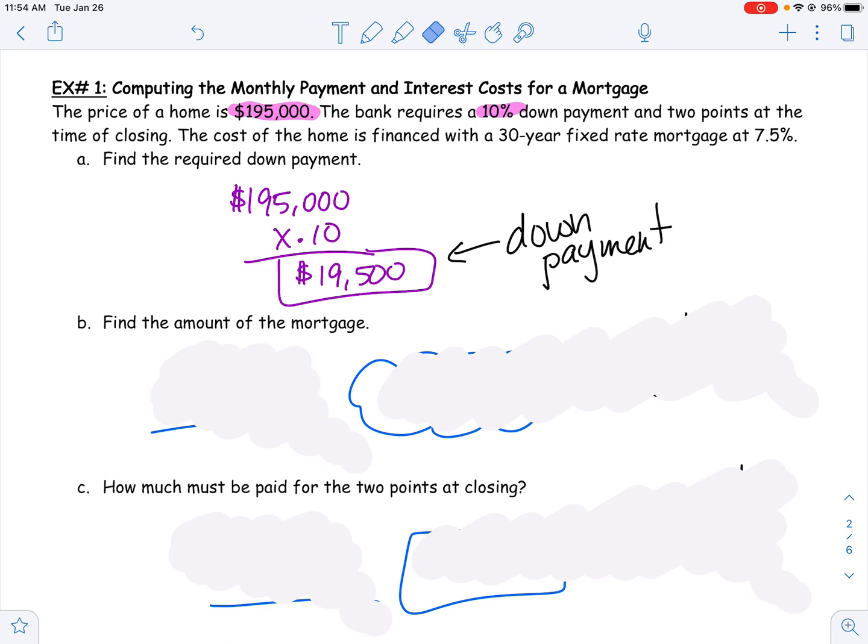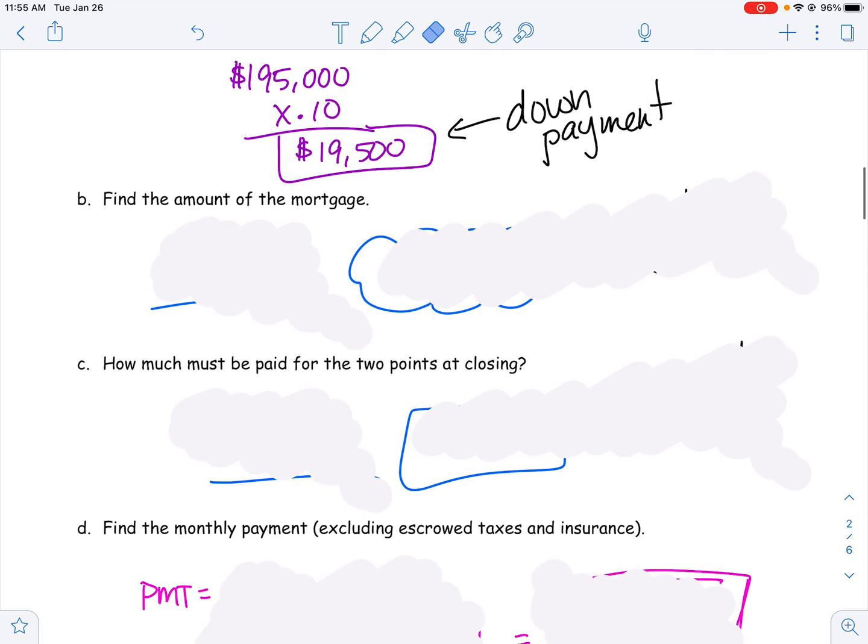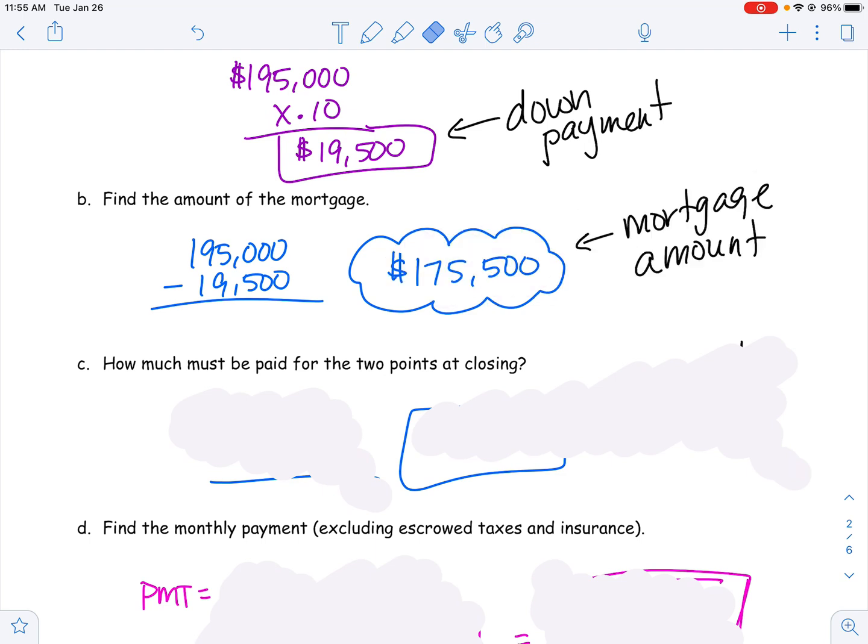Now the second part says, what's the amount then of your mortgage? Since you put down the $19,500, your home amount is now less, right? It's $19,500 less than the original. So if I take the original amount of $195,000 and subtract the $19,500 down payment, well then my mortgage amount is the difference. $175,500 would be my mortgage amount. This is the amount then that my payment will be based on.